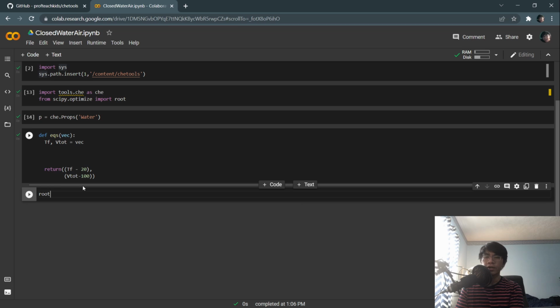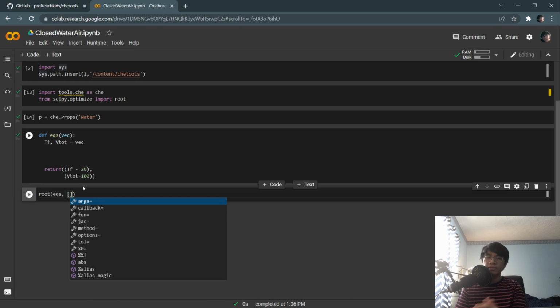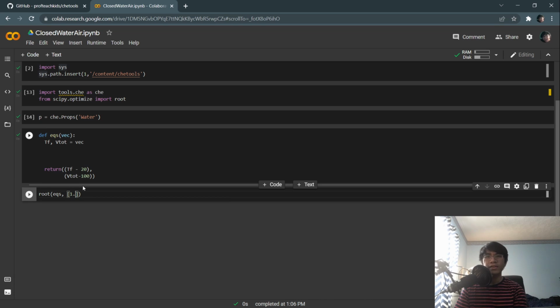Root of our function equations, and we're going to return, well, we have to provide an initial guess. That's just for whenever you're solving a nonlinear system or just using root, you want to apply some sort of accurate initial guess so that the root goes on the right path and converges to the correct solution. Otherwise, it might just not do that at all if we don't give it the right pathway.